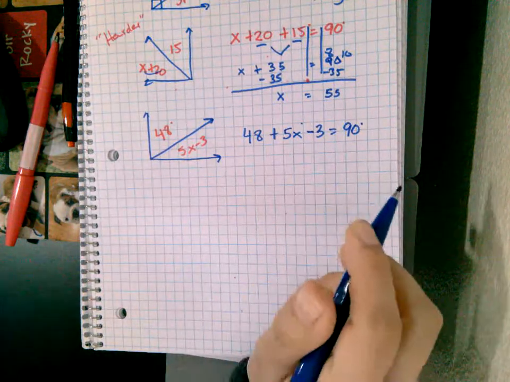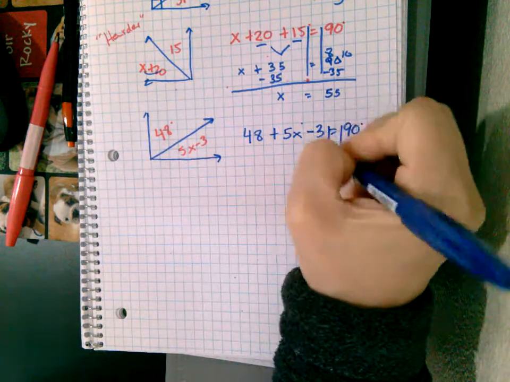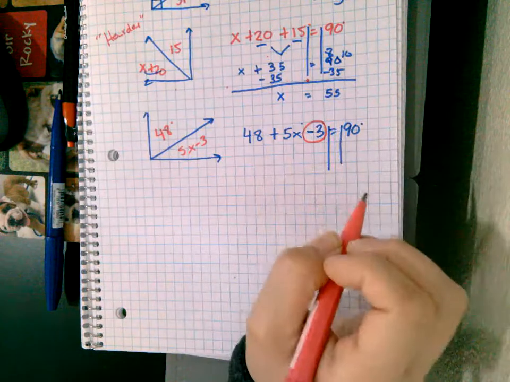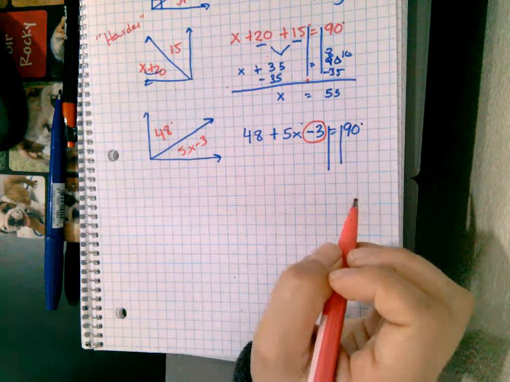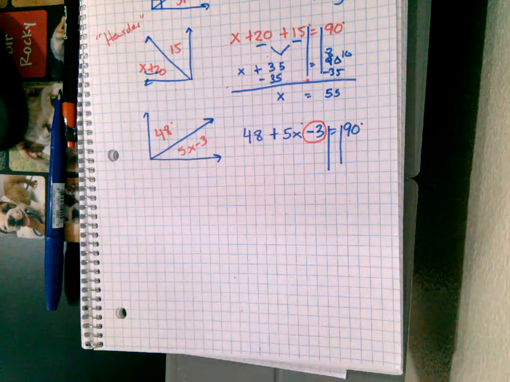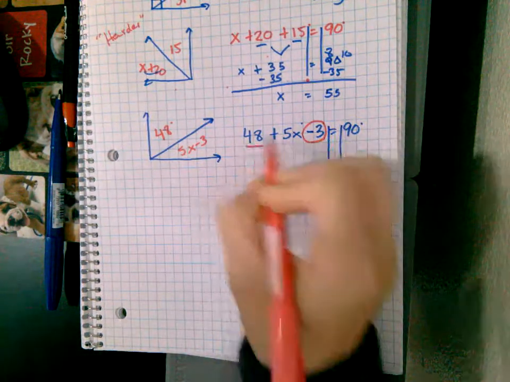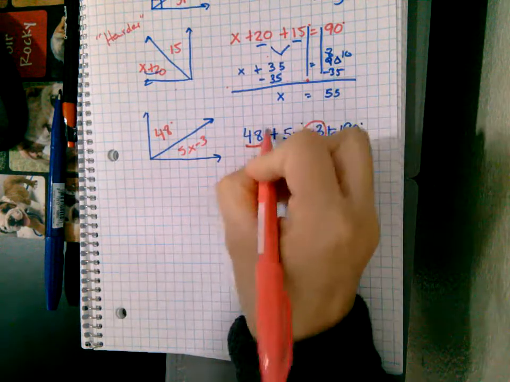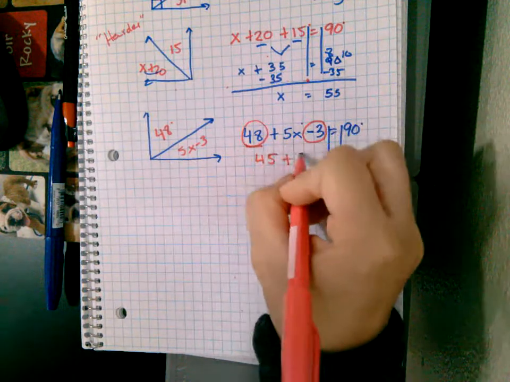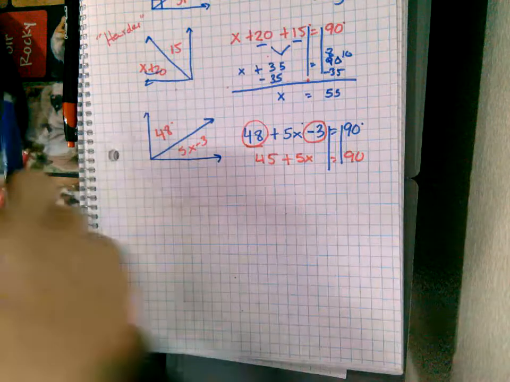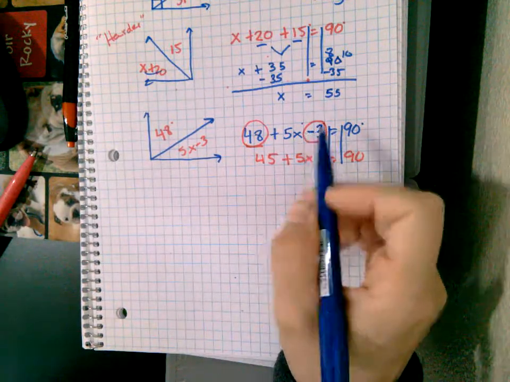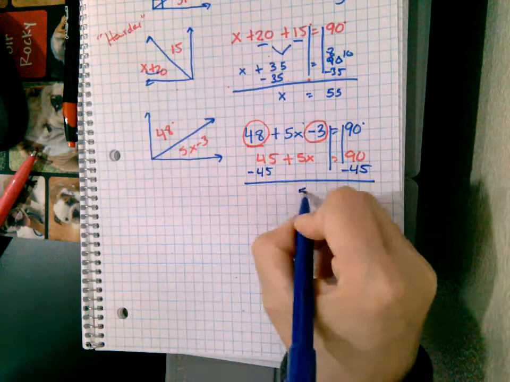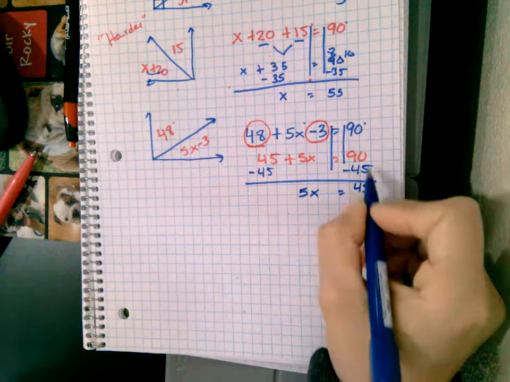Okay? So what we're going to do is put things together. But be very careful because this one says subtract 3. So instead of adding 48 plus 3, it says subtract 3. So I'm going to subtract 3. 48 minus 3 is 45, plus 5x equals 90. So be careful. Do what it's telling you to do. If it says subtract, then you're going to subtract. Subtract 45 on this side because it's a number without a variable. So we have 5x is equal to 45.